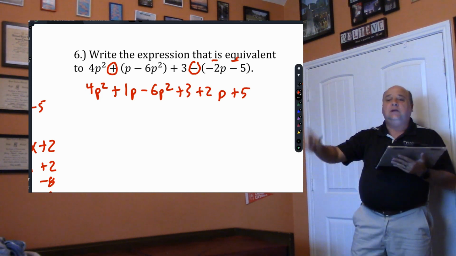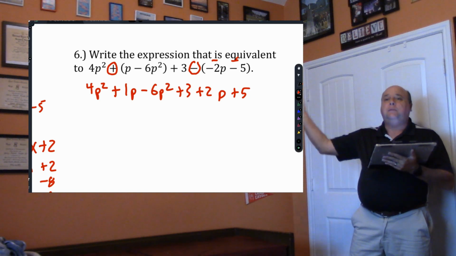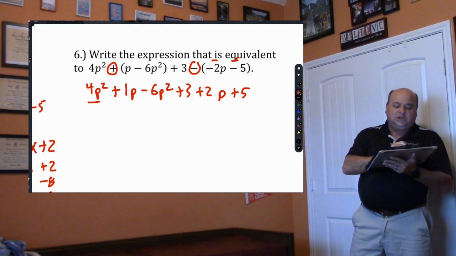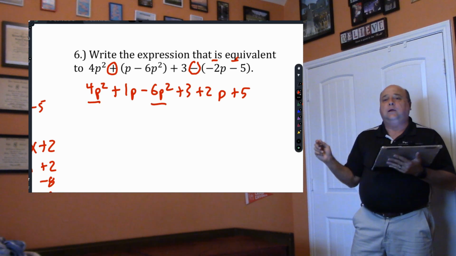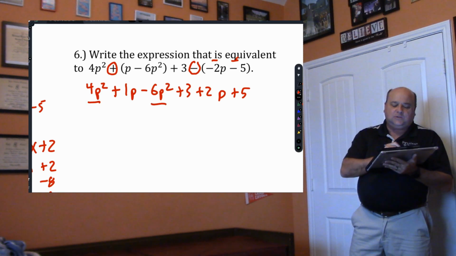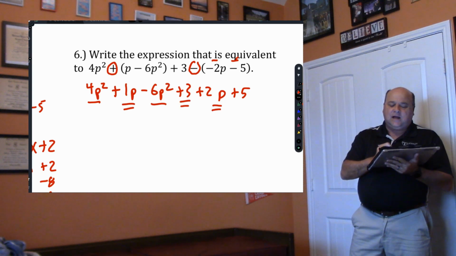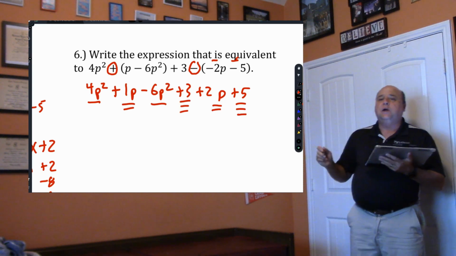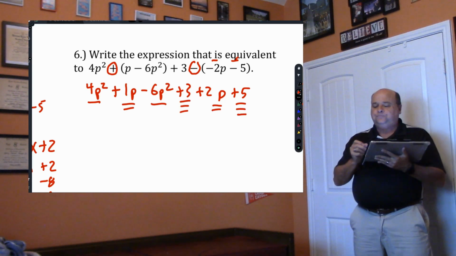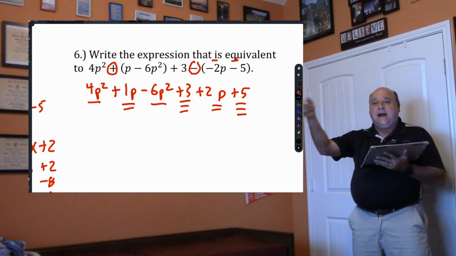Now I'm going to single underline, double underline, and maybe triple underline. The largest exponents are the 2's, aren't they? The next largest exponents are the p's. They have a degree of 1. And then the constants go last. The numbers without a letter go last. Now we're going to add these up.